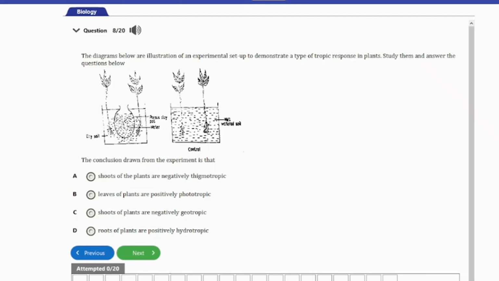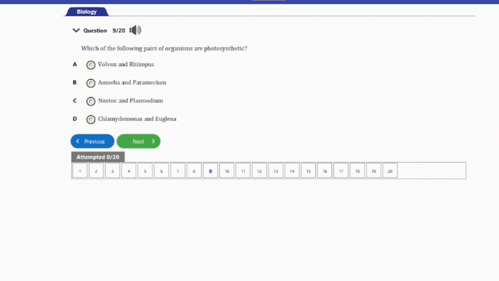Let's go ahead and consider the next question. Question number 9, it says, which of the following pairs of organisms are photosynthetic? We have A. Volvox and rhizopus. B. Amoeba and paramecium. C. Nostoc and plasmodium. D. Chlamydomonas and euglena. So guys, the answer to this question is option D, and that's Chlamydomonas and euglena. So that's it for this question. Let's go ahead and consider the next question, guys.